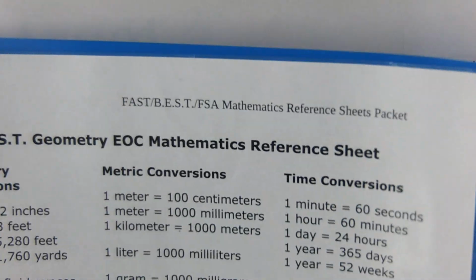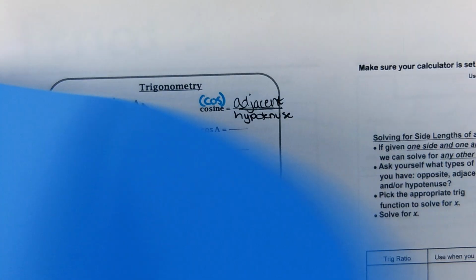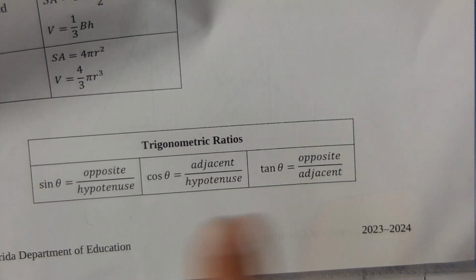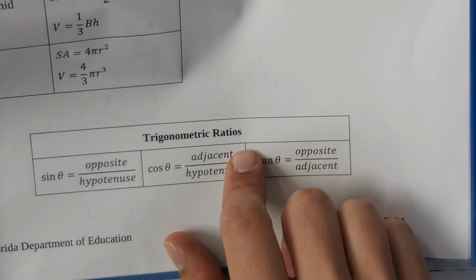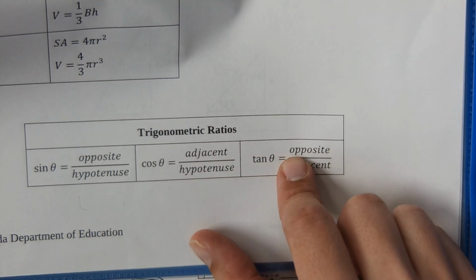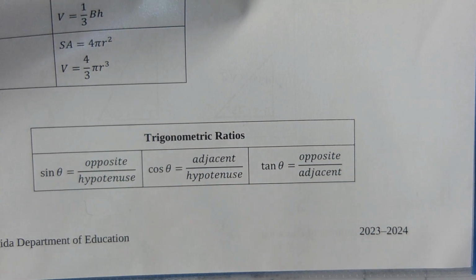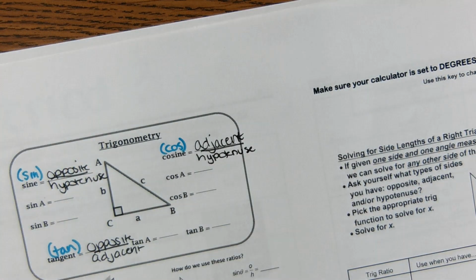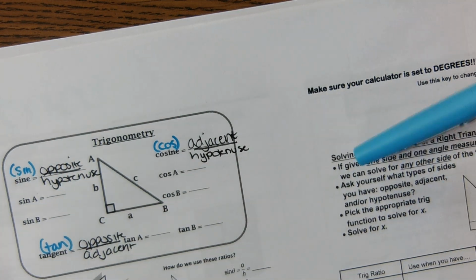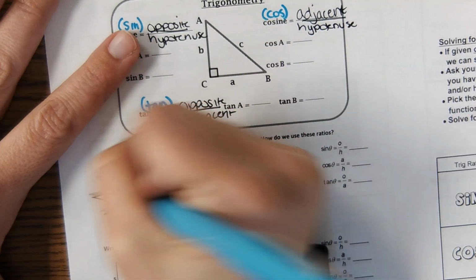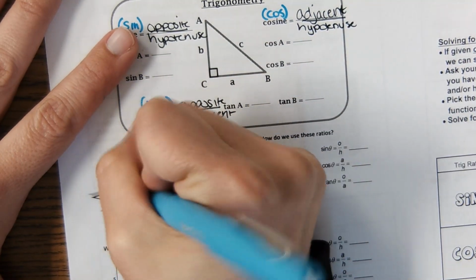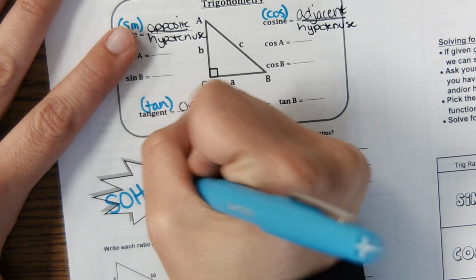You have the EOC reference sheet on the back with all the formulas for everything. On the bottom, it says trigonometric ratios, and it has sine of theta is opposite over hypotenuse, cosine of theta adjacent over hypotenuse, and tangent opposite over adjacent. So you could use this. There is another way that has been around a long time. Like your parents will remember this. If you go home and say this word, they will remember this. It is called SOHCAHTOA.